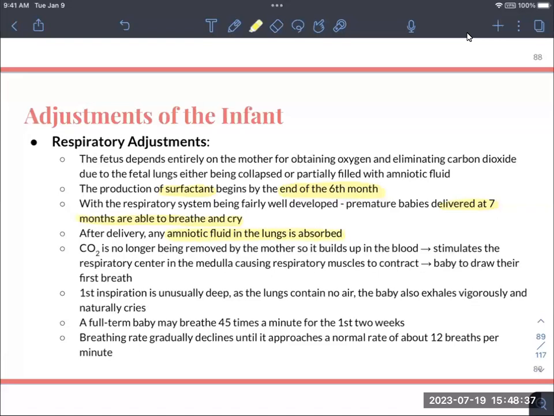Because that mother is no longer removing that carbon dioxide, it starts to build up. This is what stimulates the respiratory center in the medulla to cause those respiratory muscles to contract. That is where the baby will draw their first breath. That first inspiration is very, very deep. It's an unusually deep breath because the lungs don't have any air yet. So then that baby starts to exhale vigorously, and this is what causes them to start crying. A full-term baby can breathe 45 times per minute for those first 2 weeks, and then it'll gradually decline over time.